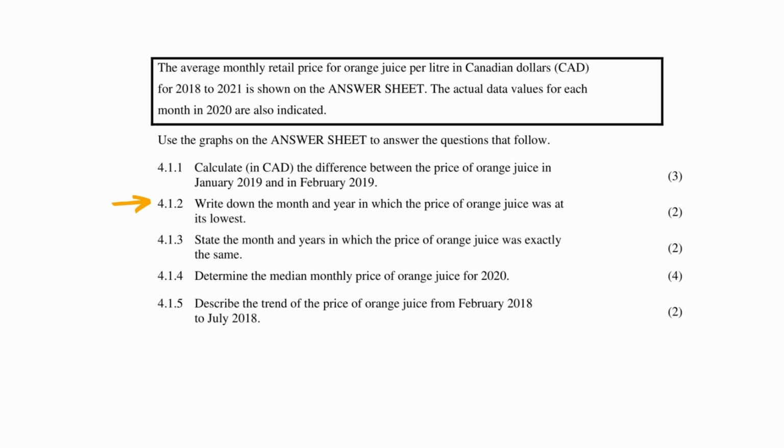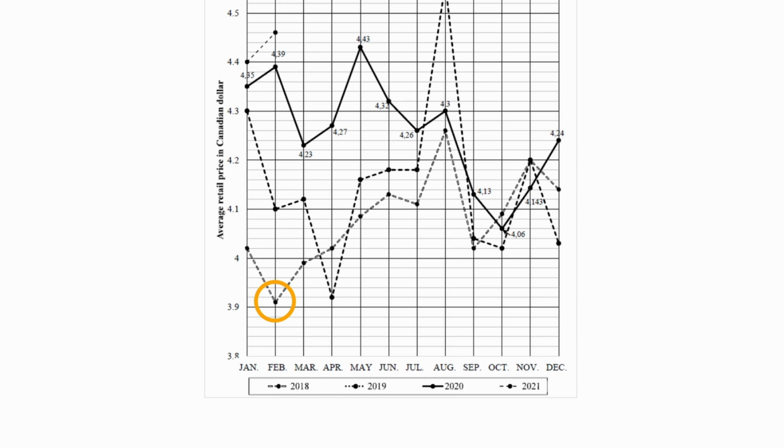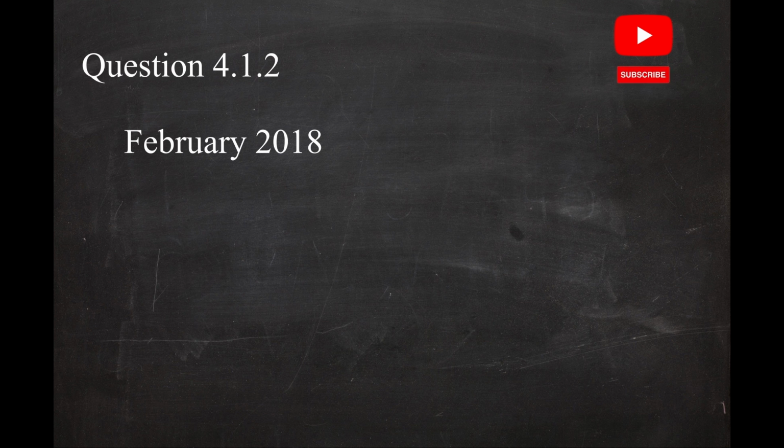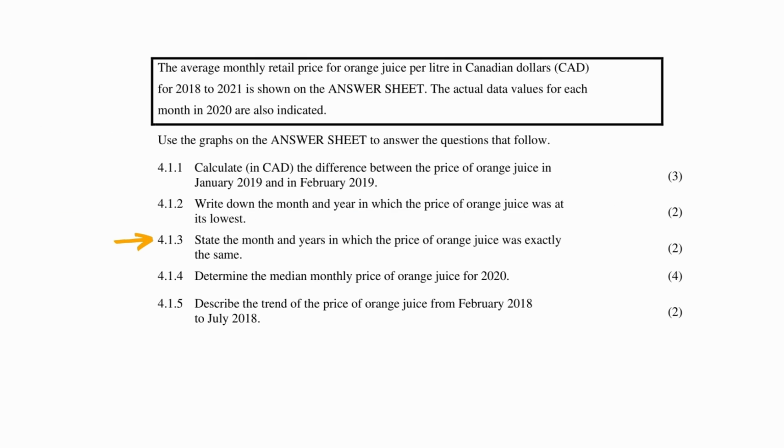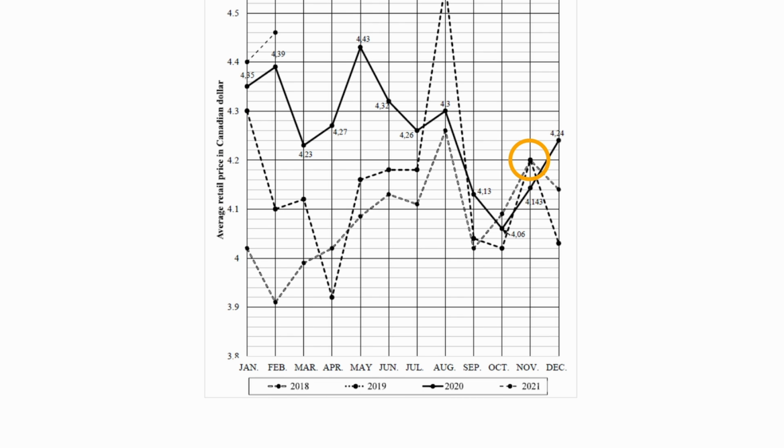In question 4.1.2, you have to write down the month and year in which the price of orange juice was at its lowest. From the graph, the lowest price of orange juice was in February 2018. In question 4.1.3, you have to state the month and years in which the price of orange juice was exactly the same. On the graph, the month and years when the price of orange juice was the same was November 2018 and 2019.